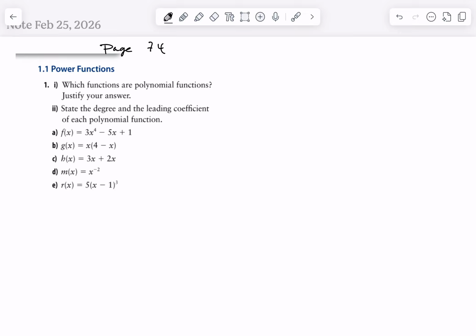All right, so this is going to be question 1 from your review, as found on page 74. It's basically asking which functions are polynomial functions and to justify your answer. So that's what we're going to run through here. 1a, f of x, is describing what looks to be a polynomial function.